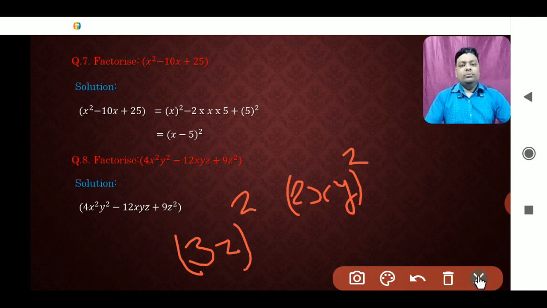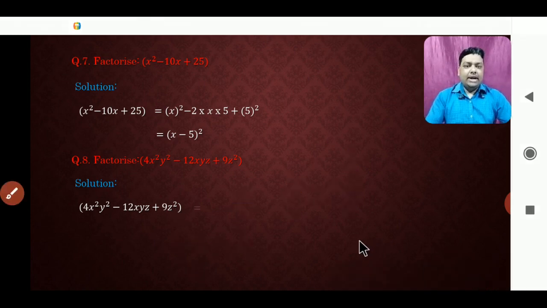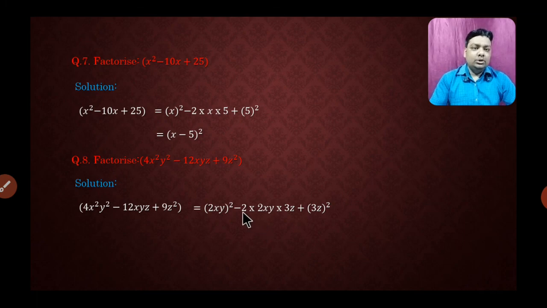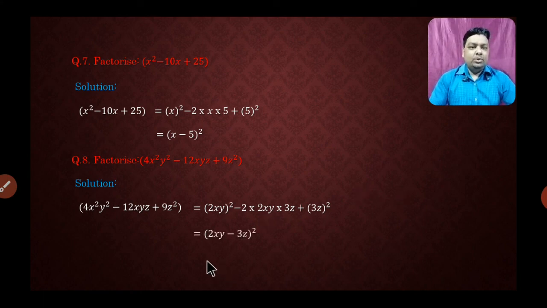So we can write it as 2xy to the whole square and 3z to the whole square. And between we have to write 2ab. So a will be 2xy and b will be 3z. Multiply the constant terms first: 2 2 is 4, 4 3 is 12, and xyz. So 12xyz. It is matching. It means we can apply the formula a minus b to the whole square. Okay, students? So we can say 2xy minus 3z to the whole square.